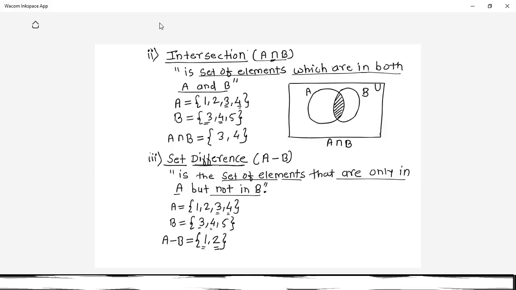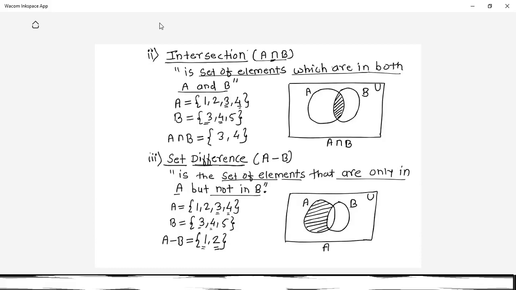Now if I am to represent this in a Venn diagram, this is my universal set. The two sets I'll denote by circles, let us say A and B. My set difference contains elements of set A which are not in set B, meaning only the elements of set A. So this shaded portion will denote the set difference A minus B.